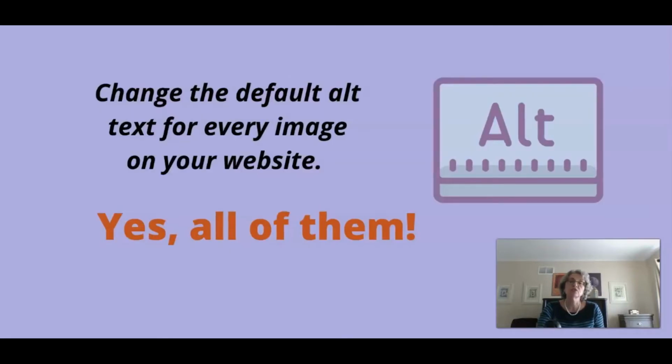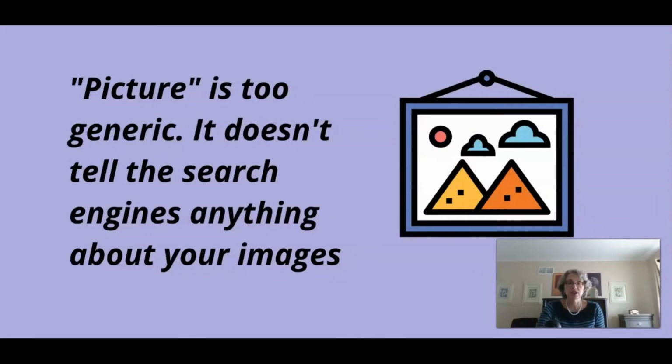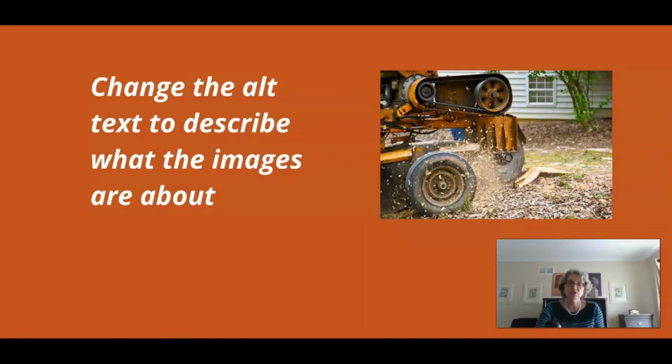Second, be sure to change the default alt text for every image on your website. Yes, all of them. Why bother? Well, you see, the default alt text is always "picture." Picture is too generic. It doesn't tell the search engines anything about your images. You need to change the alt text to describe what the images are about. For instance, "a stump grinding machine in operation" is much more descriptive than just "picture."